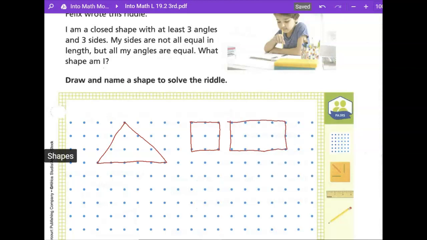I'm a closed shape with at least 3 angles. My sides are not all equal, so we can't draw a square, Kelton, because the sides of a square are all equal, and this says my sides are not all equal. But my angles are equal. Remember, the angles are these things right here, what these 2 lines make. This is how they mark angles in shapes.